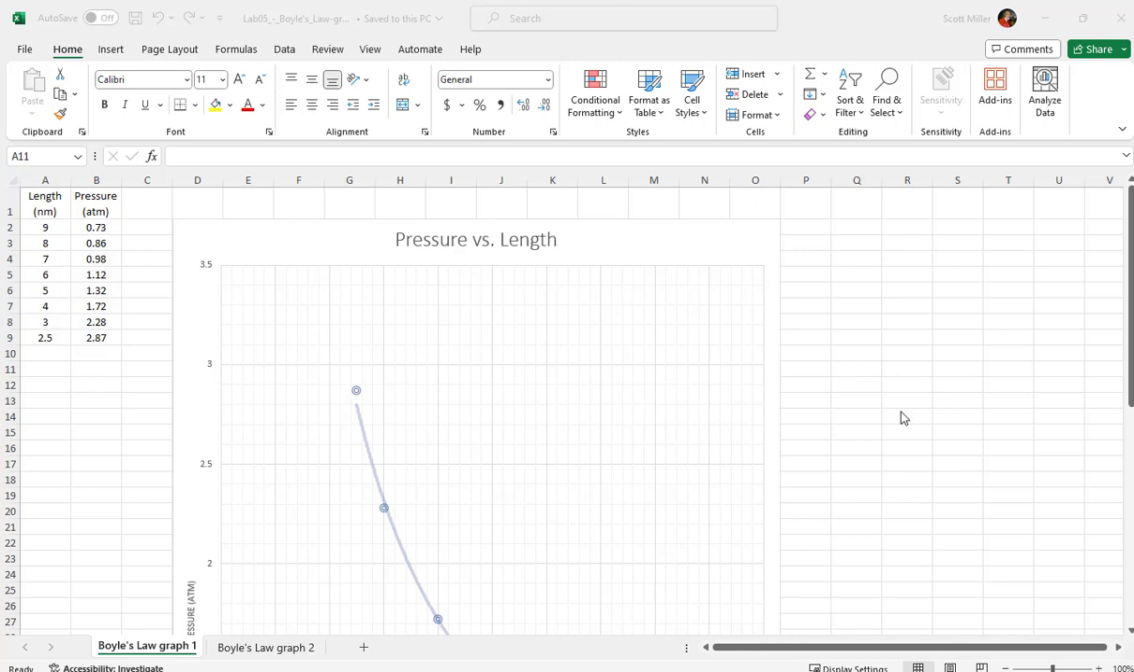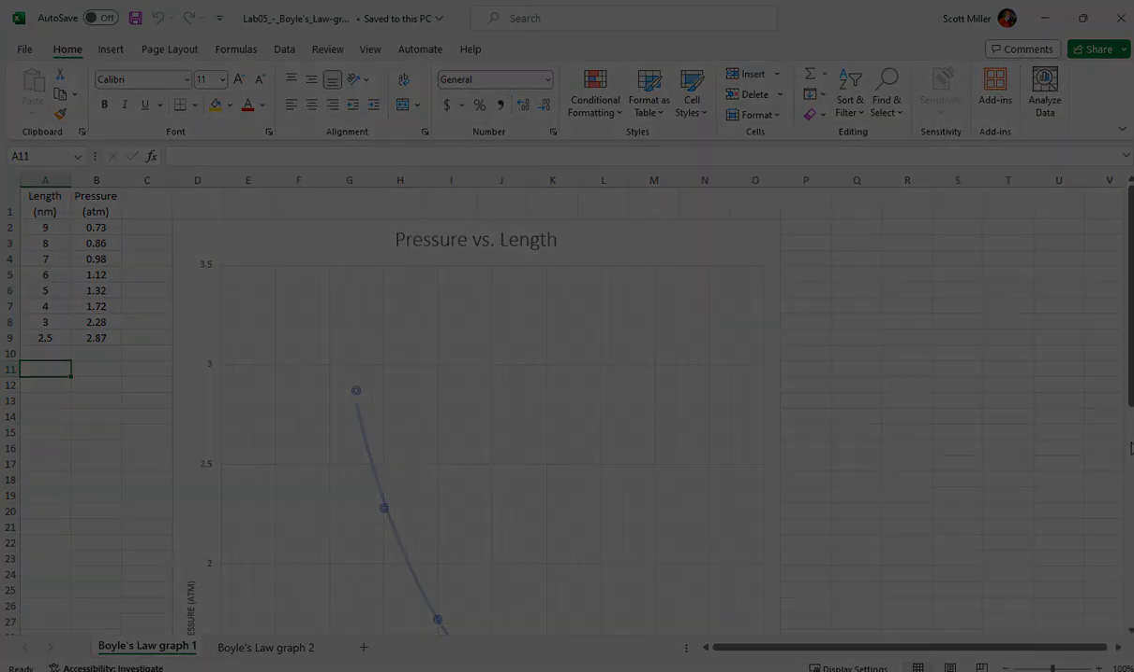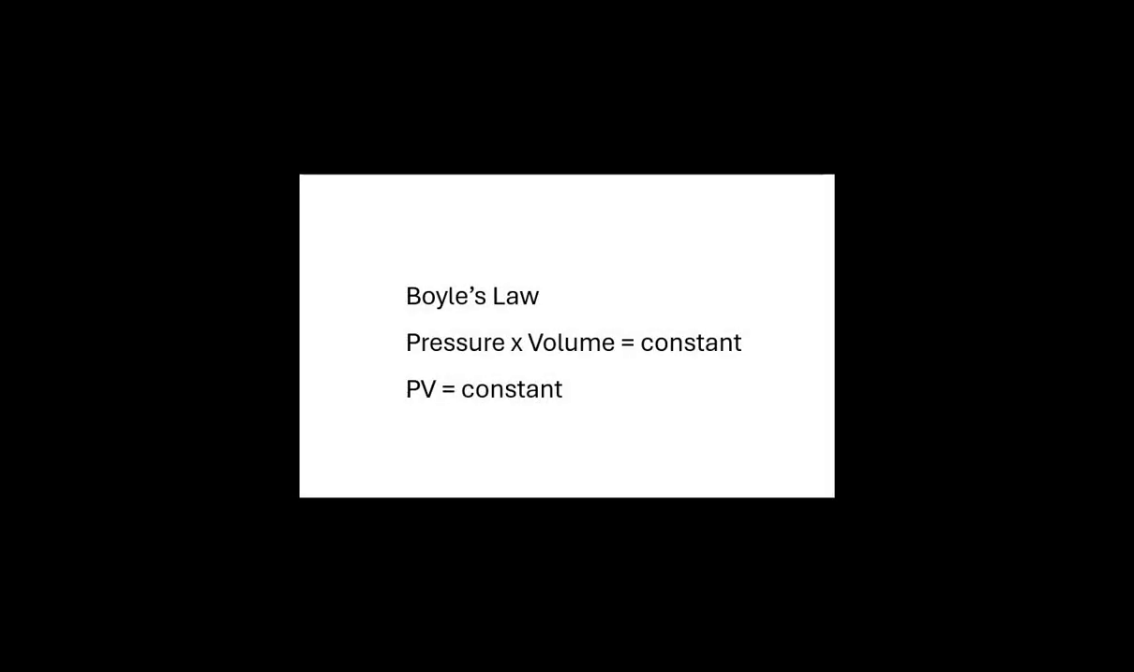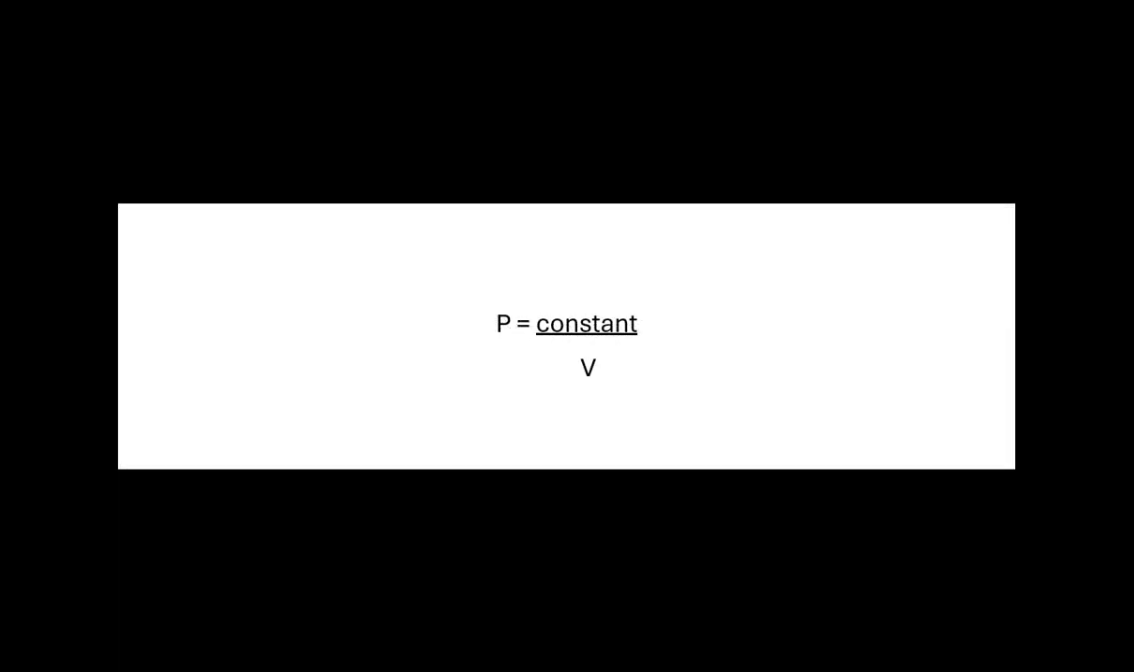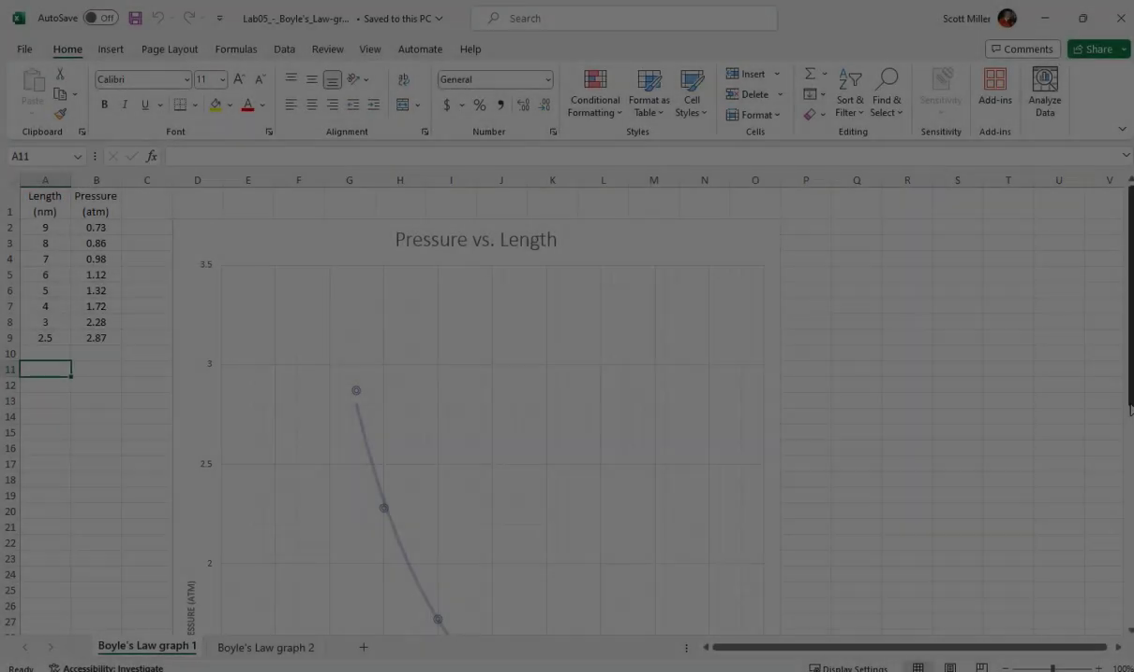If I plot that, then I get a curve. I expect to get a curve because Boyle's law is pressure times volume equals a constant. If I solve Boyle's law so that I isolate pressure on the left, then volume goes over and divides into the constant. My graph validates this.